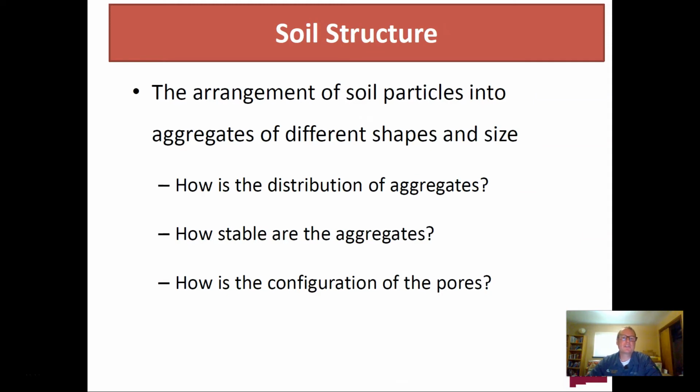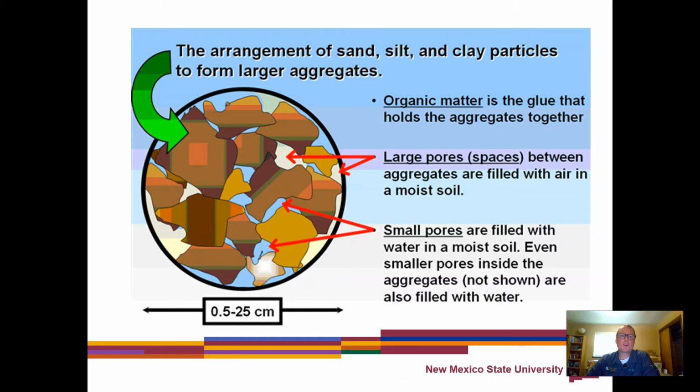So what is soil structure? Soil structure is the arrangement of soil particles into aggregates of different shapes and sizes. So with that, we need to look at what is the distribution of aggregates, how stable are the aggregates, and what is the configuration of the pores. Another important aspect of your physical properties is your aggregation, or basically how your sand, silt, and clay are all packed together and formed to make clumps.